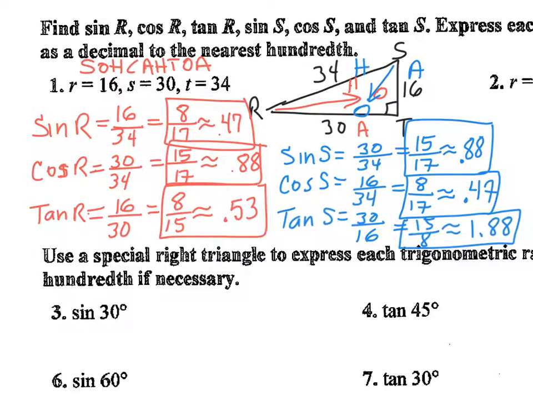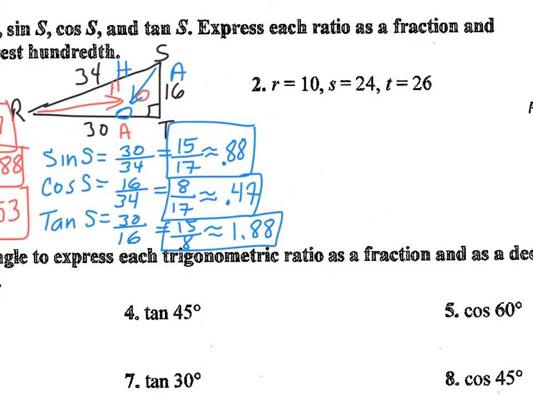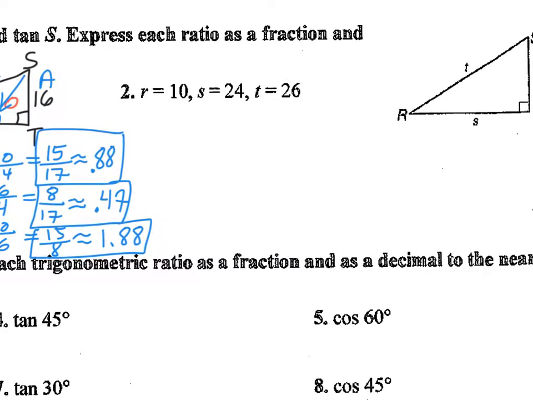And you do the same thing for problem number 2. The answers are, let me call them out. Sine of S is 12 over 13, which is 0.92. Cosine of S is 5 over 13, or 0.38. Tangent of S is 12 over 5, which is 2.4. Sine of R is 5 over 13, which is 0.38. Cosine of R is 12 over 13, which is 0.92. And tangent of R is 5 out of 12, in decimal form 0.42. Is everybody okay with number 2? Yes, great.